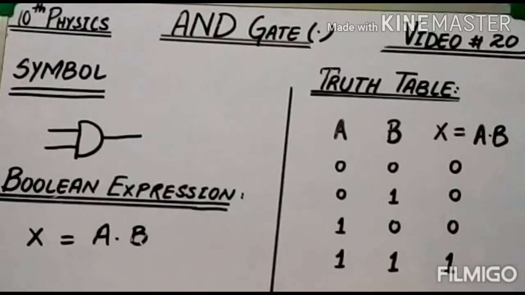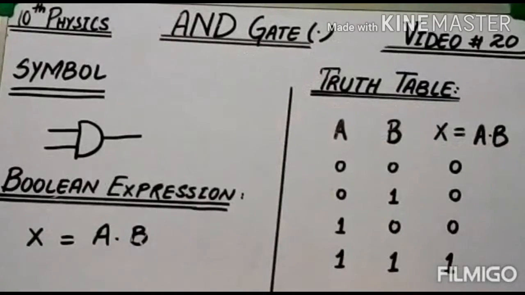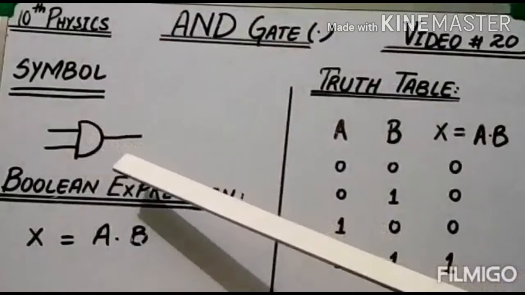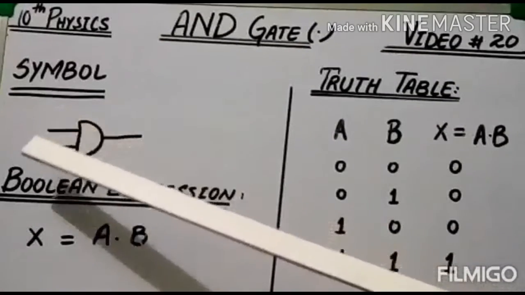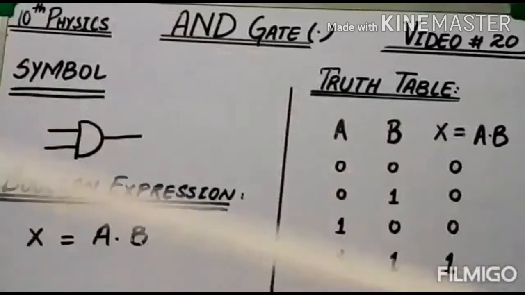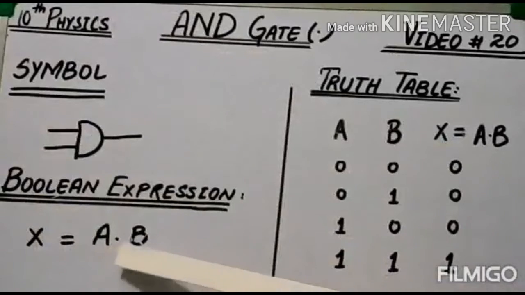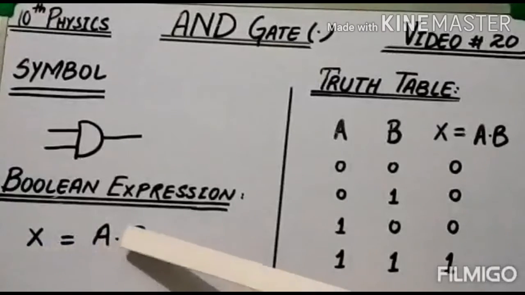The first logic gate or operation is the AND gate or the AND logic operation. It is the logical multiplication. What is the symbol of the AND gate? This is the symbol of the AND gate, basically a D with two inputs A and B and one output X. What is the Boolean expression? That is X is equal to A dot B, and it is not read as X is equal to A multiply B. It is read as X equals A and B.